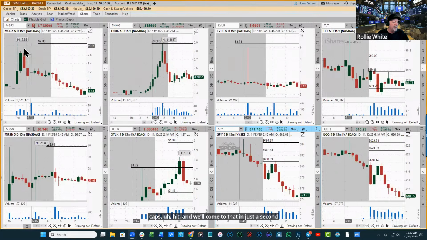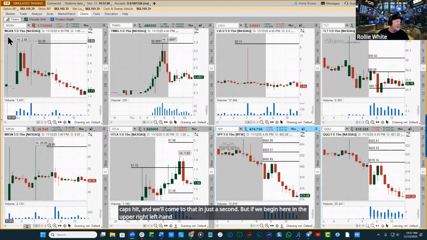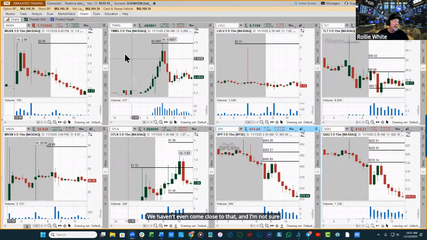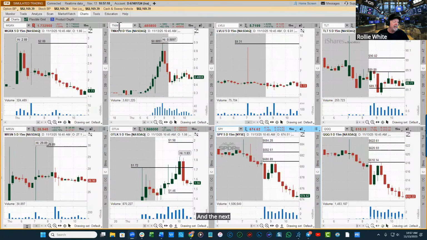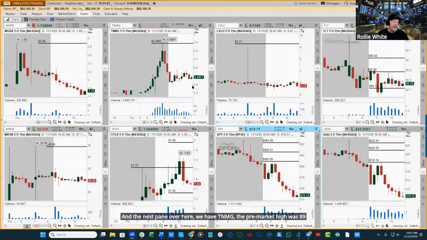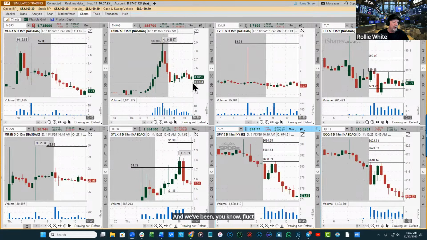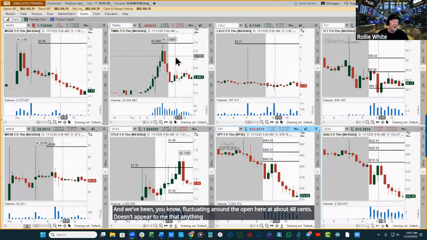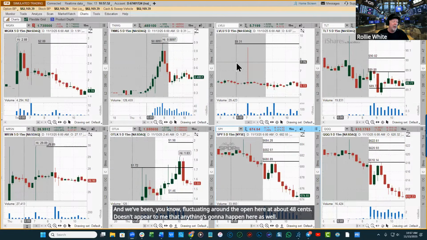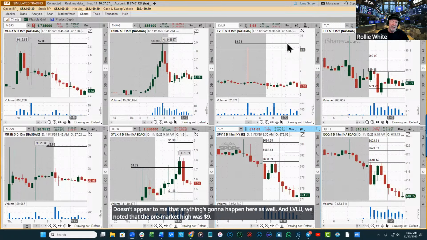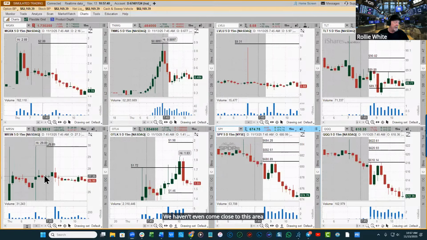But if we begin here in the upper left-hand corner, we see MGRX. The pre-market open was 288. We haven't even come close to that, and I'm not sure we'll get a fill. In the next pane over, we have TNMG. The pre-market high was 89 cents, and we've been fluctuating around the open here at about 48 cents. It doesn't appear to me that anything's going to happen here either. In LVLU, we noted that the pre-market high was $9.31. We haven't even come close to this area, and I doubt that we will.